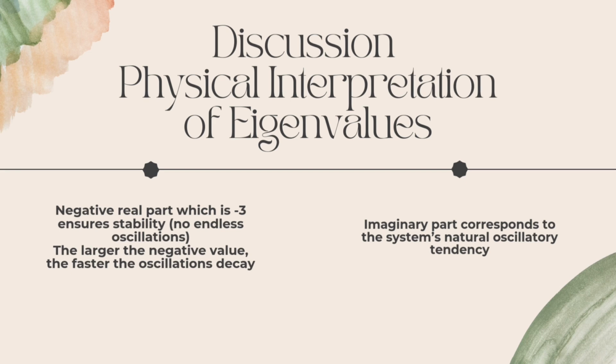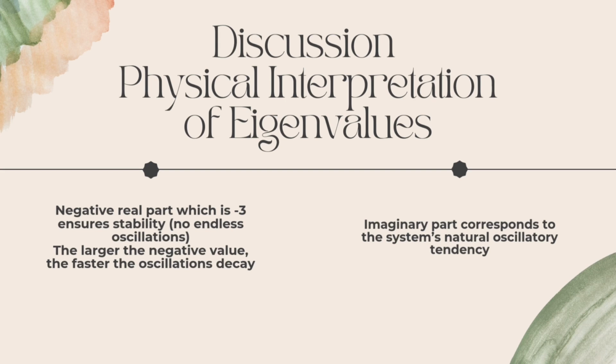The larger the negative value, the faster the oscillation decays, meaning if the resistance increases, the real part becomes more negative, leading to faster damping. If resistance decreases, the real part approaches zero, leading to sustained oscillations, which is underdamping or instability.